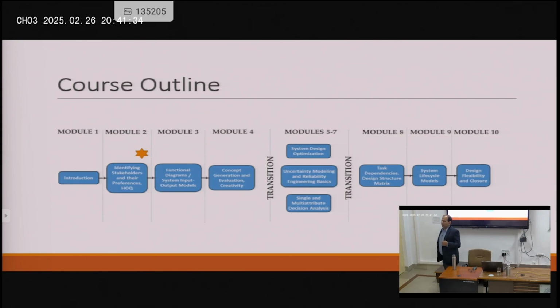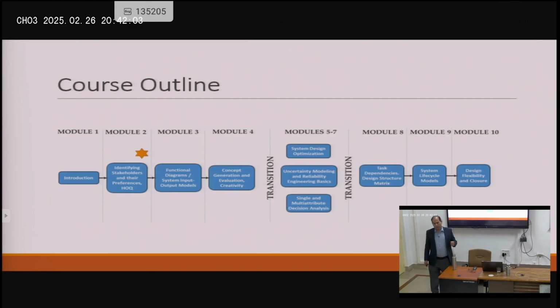So I like to keep students oriented as to where we stand and what we're doing. So here's the 10 modules that we're doing in this class. And then today we're going to start Module 2, which is identifying stakeholders and their preferences, and then talking about the house of quality, which is a tool that we use to encode customer preferences, customer needs into a system design process, okay? System or product design process.